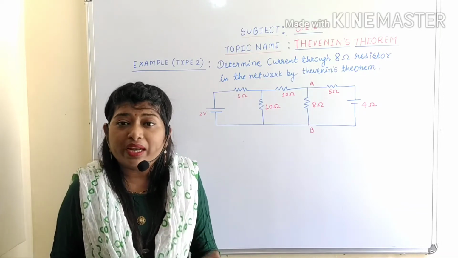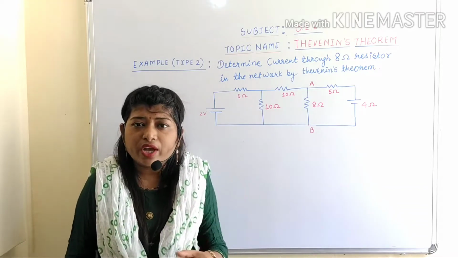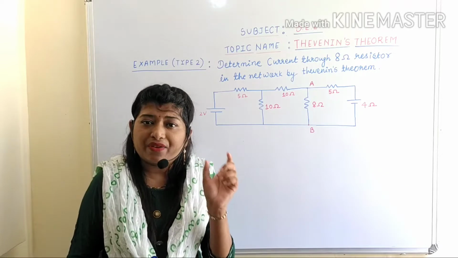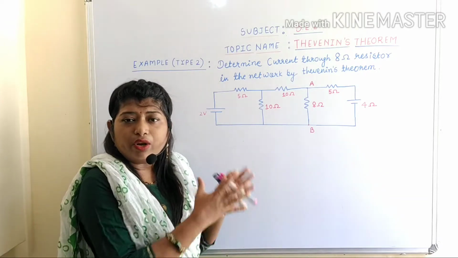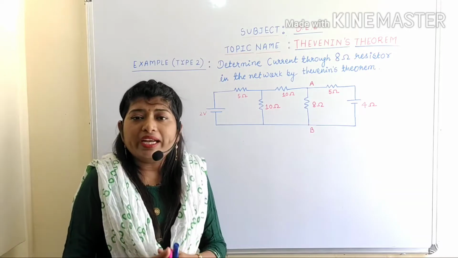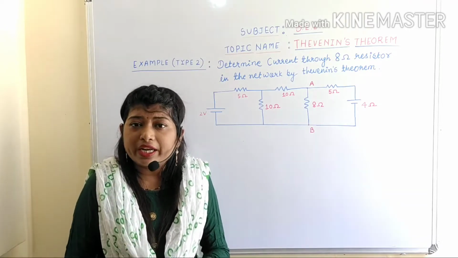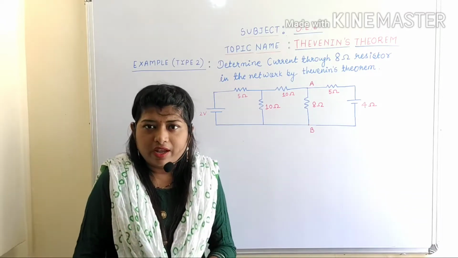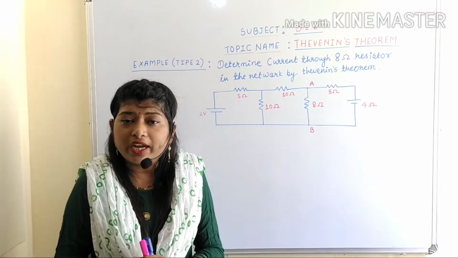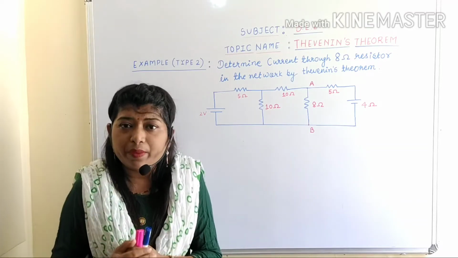And then the next procedure is what? You have to calculate RTH. What is basically RTH? RTH stands for Thevenin's equivalent resistance. How are you going to calculate RTH in the network? To calculate RTH you need to follow certain steps. The first step related to RTH is that you need to draw the new circuit. How? You need to replace VTH by RTH across the open terminal.